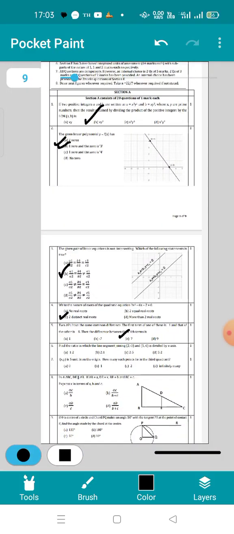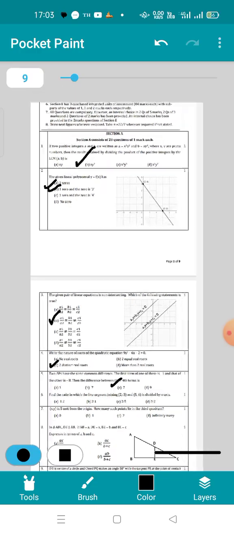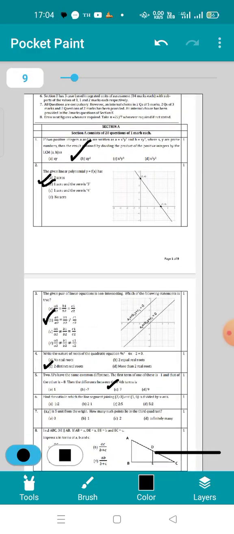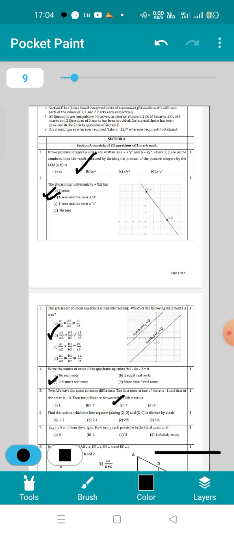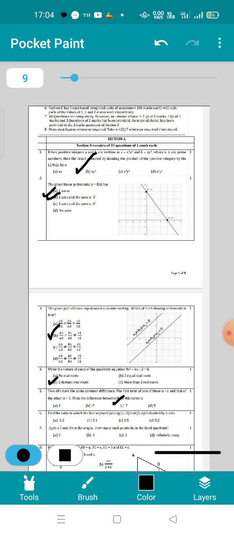So we have answered 5 MCQs. There are some more MCQs to be answered. We shall answer the remaining MCQs in some other video. So we have answered the first 5 MCQs of the sample question paper of mathematics standard paper for the academic year 2023-24.